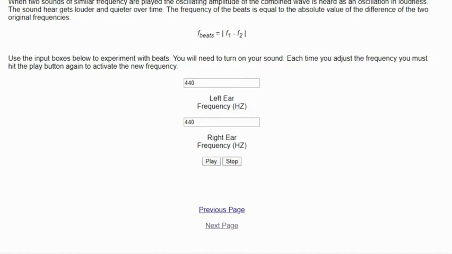What you probably heard there was indistinguishable from a single tone because they were the same frequency. So there was no alternating loud soft. The two frequencies were exactly the same. The crests were always matching up with the crests. The troughs were always matching up with the troughs. You just heard a constant tone, and I'll play it again.